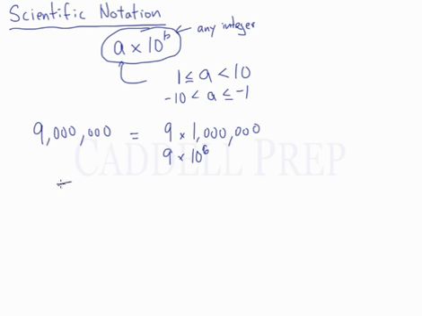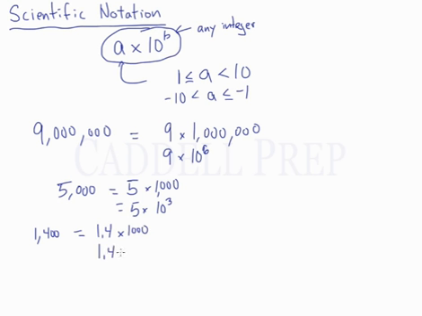So let's look at another number. Say 5,000. It's really 5 times 1,000. And 1,000 is really 10 to the 3rd. So this is really 5 times 10 to the 3rd. We had 1,400. This could be written as 1.4 times 1,000. And in this case it would be 1.4 times 10 to the 3rd.